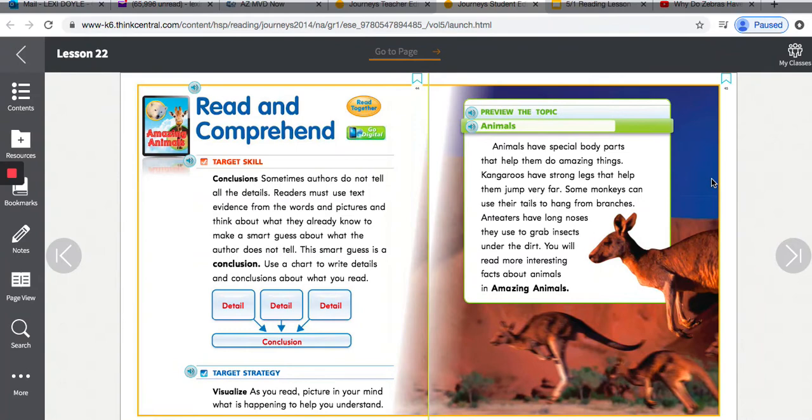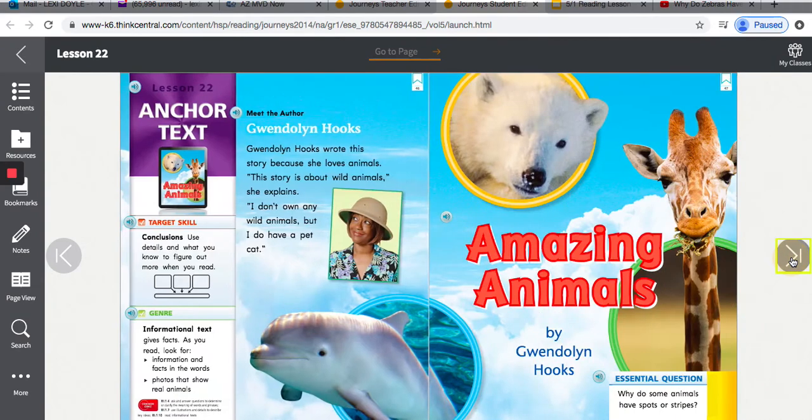Okay, so let's go ahead and finally get to our story for the week. All right, so this is our title page here because we see our title and our author here, so we know that is our title page. So let's go ahead and read that title. Amazing Animals by Gwendolyn Hooks.